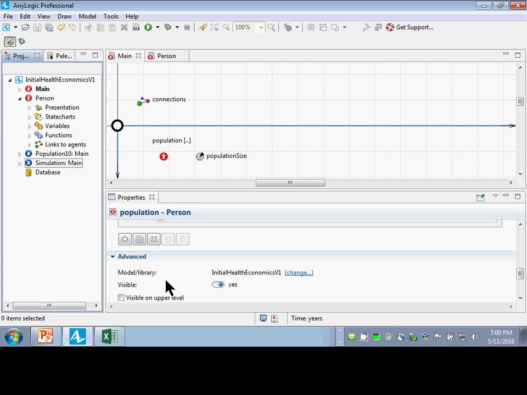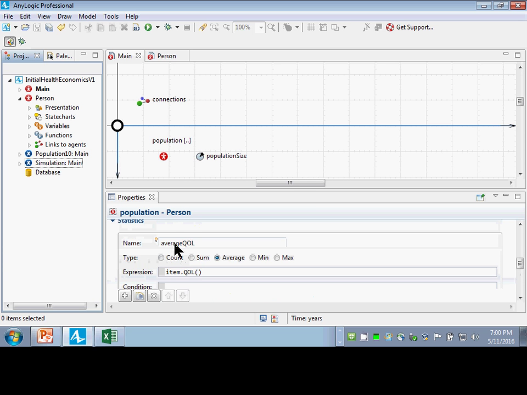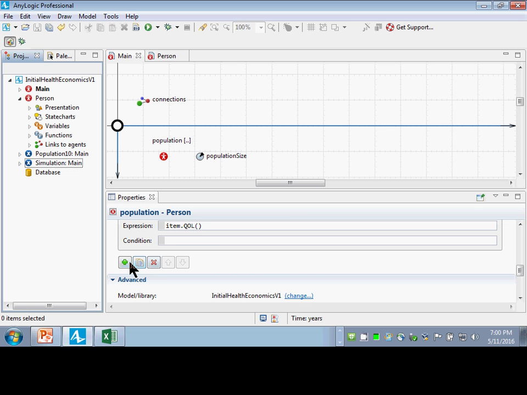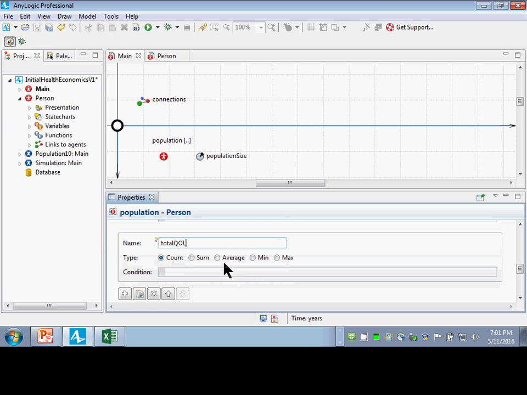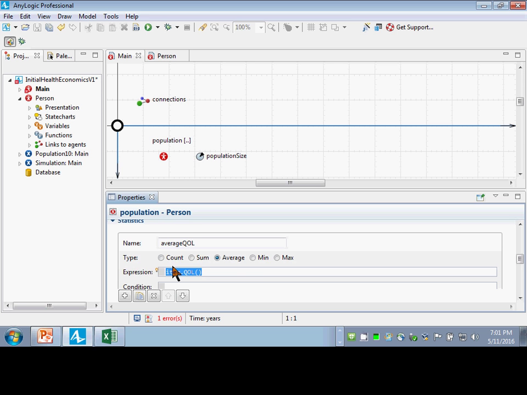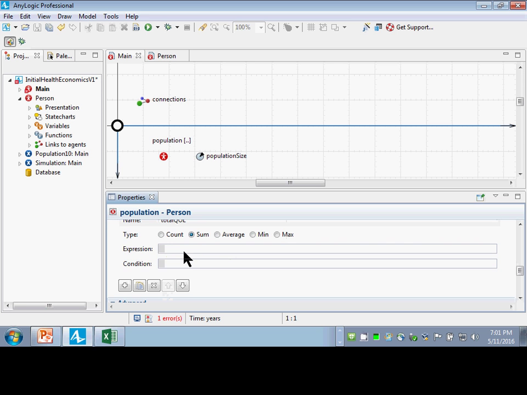Yeah. Okay. So ladies and gentlemen, now we're going to put in place a different one, and this might puzzle you. It's going to be total QOL, and this is going to total up across all people in the population their quality of life. How would I do that? What sort of type would I do? Sum. And what would I sum up? Same. Okay? Same idea. Summing it up.